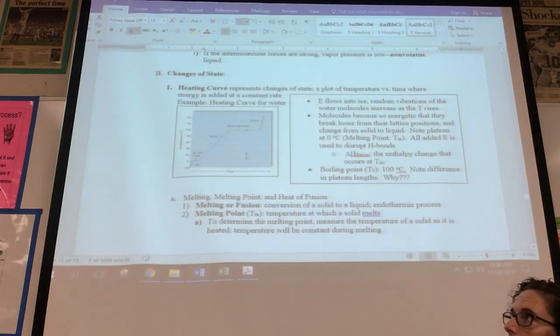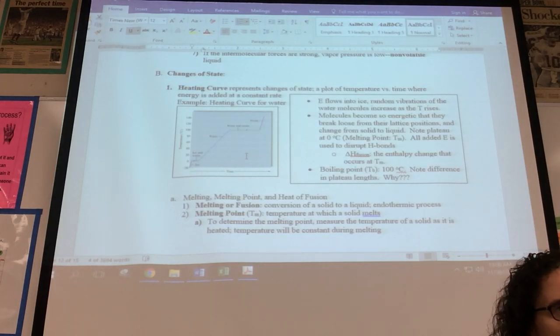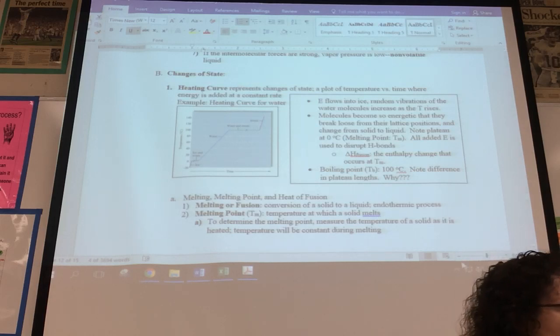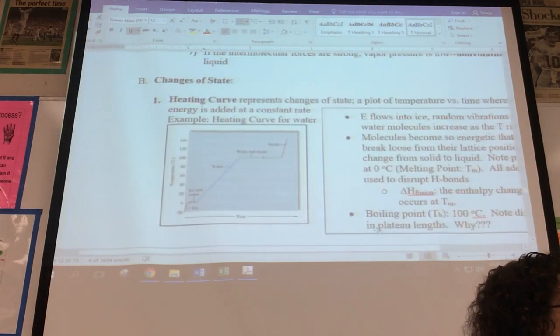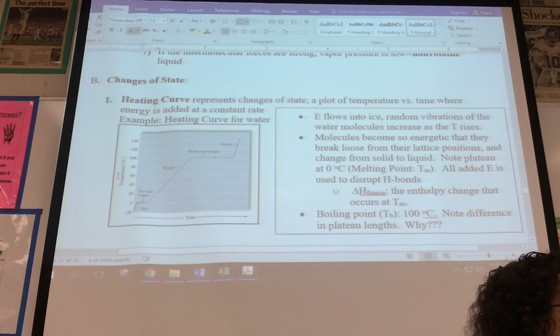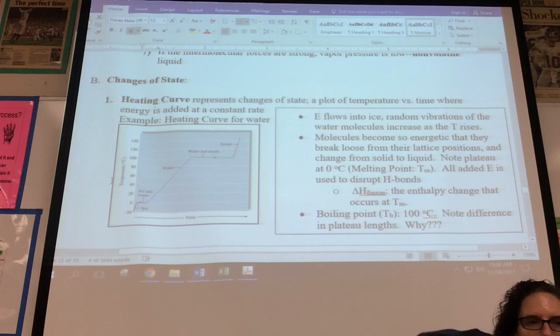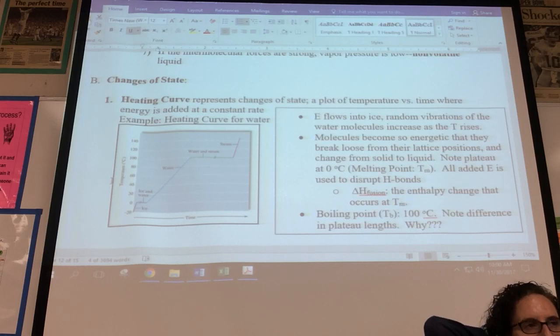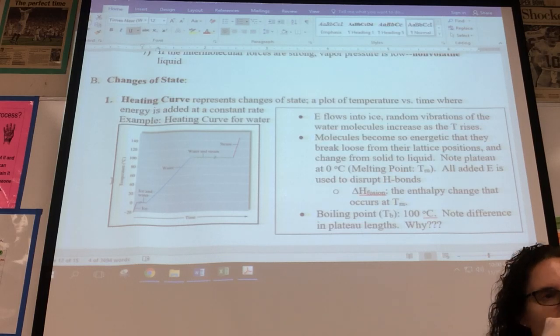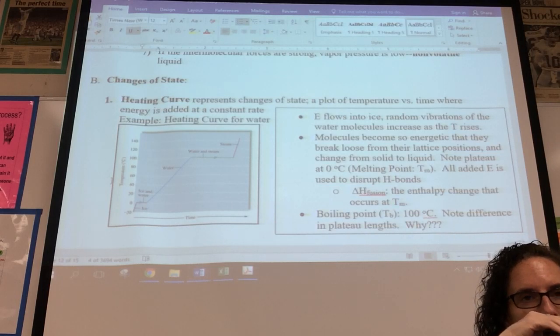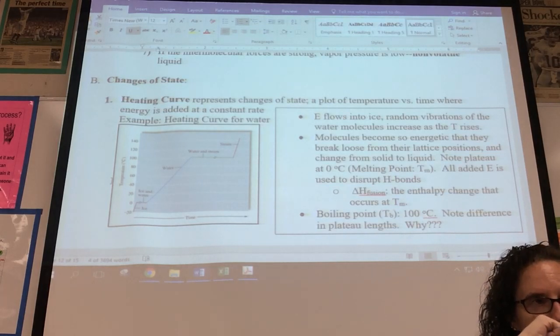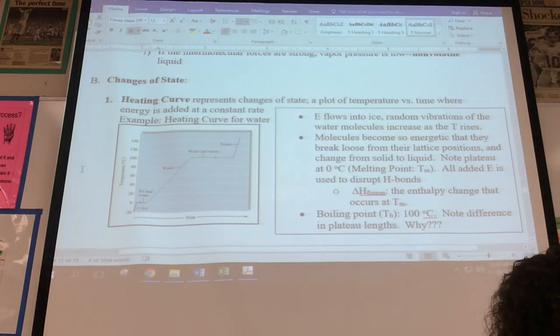All right, and that's actually where we're going. So in regard to changes of state, these are simple experiments that you can run in the lab, and I used to have the kids do it, but they said it was so boring. A heating curve is going to represent a change of state, and essentially what you're doing is you are going to plot temperature versus time, where energy is added at a constant rate. So what we would do here is that I would freeze cups of ice water with thermometers in them or beakers, and then we would heat them very slowly, and we would measure the temperature over time.